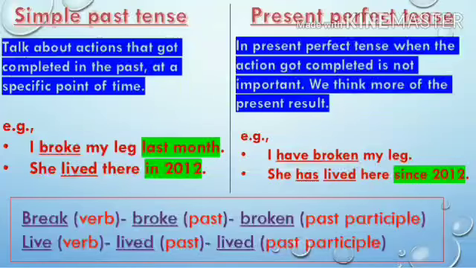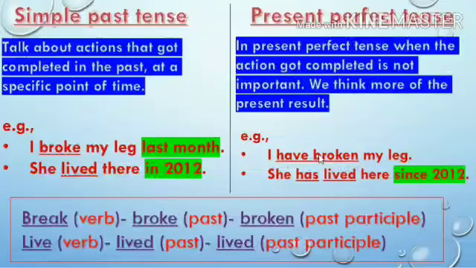In the present perfect tense, when the action got completed or when it happened is not important. The important thing is its result, its consequences. Okay? Take a look into these examples. I have broken my leg. She has lived here since 2012. Now you notice here, in both these sentences, the verbs are in the past participle along with the helping verbs has or have. I have broken my leg.